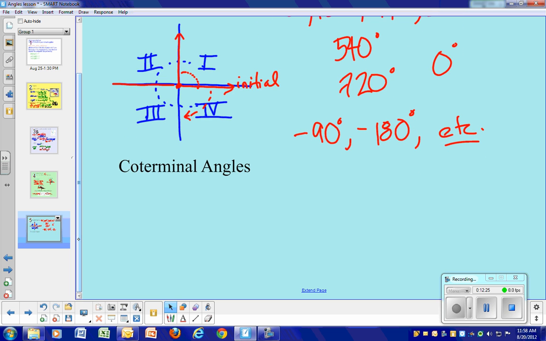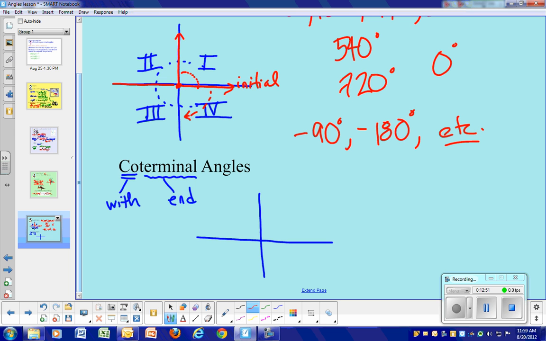Last little point, coterminal angles. Coterminal angles are those that end in the same place. Look at this word. CO means with or together. Terminal, like if you think of an airport terminal, that is where something ends. So ending together or ending with something. That's what coterminal means. Okay, so if we were to pick a location, let's say 120 degrees in the positive direction is about there.